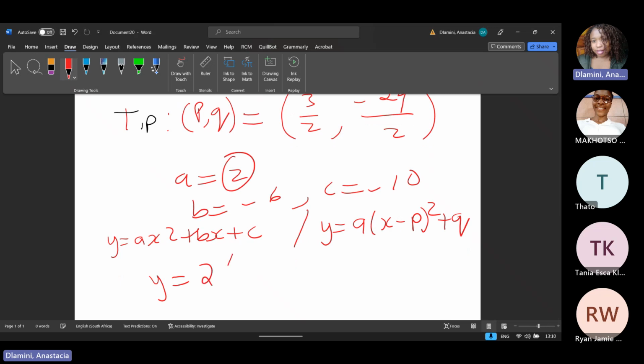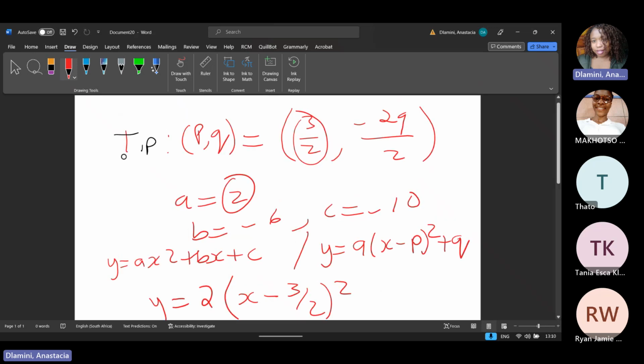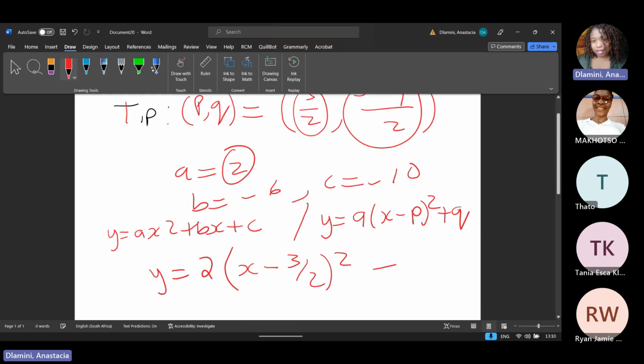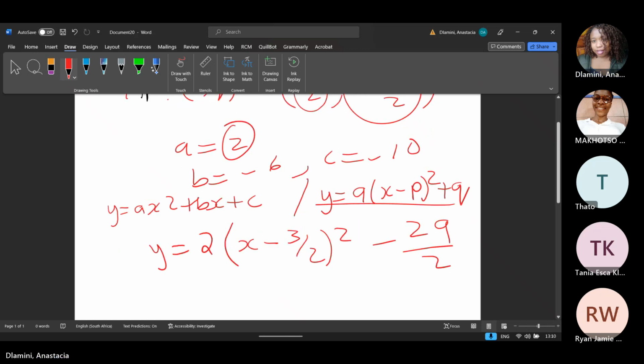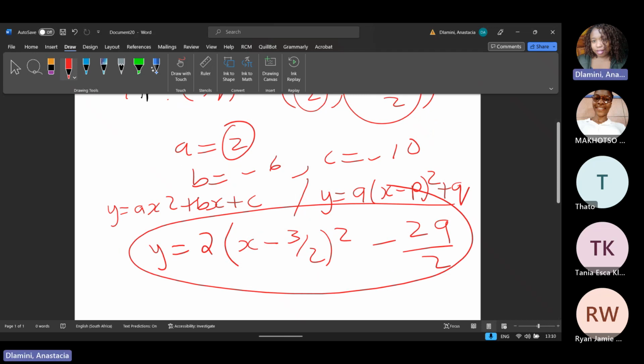This 2 I put here. And then my P, because this is positive, here it will be negative. So it's X minus 3 over 2, squared. Where is my Q? My Q is this one, minus 29 over 2. Make sense?